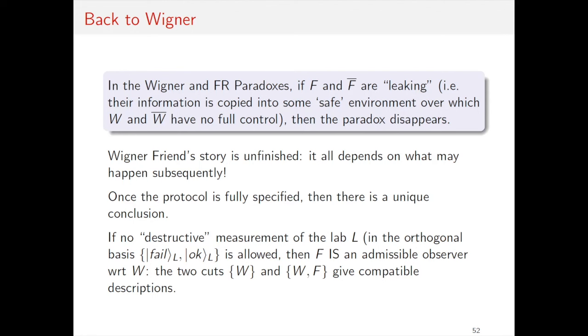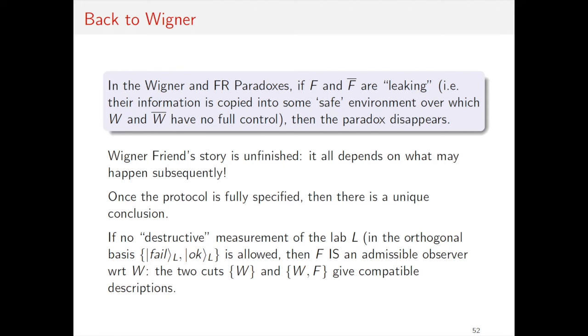So for instance, if no such measurement in the orthogonal basis is allowed, by the way, these are the measurements that in a way destroy the record, right? Then F, the friend, is an admissible observer with respect to him. They are compatible with respect to all the predictions regarding measurements that can be done.